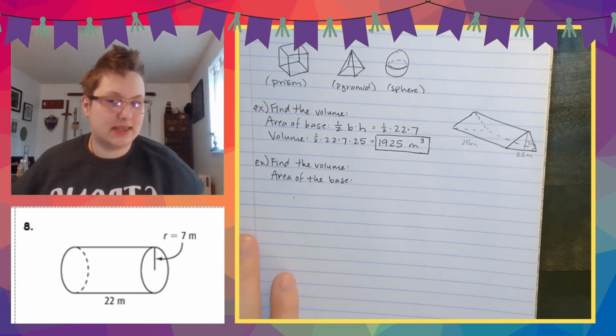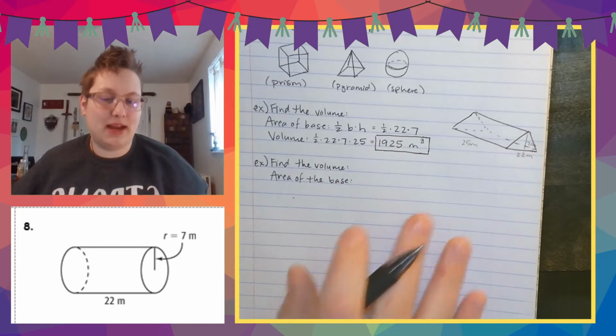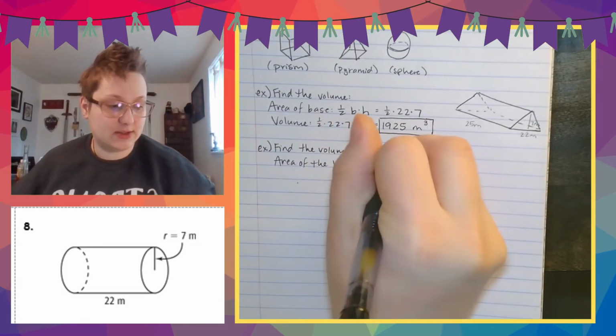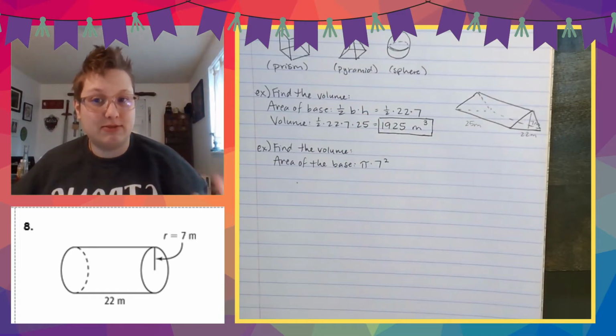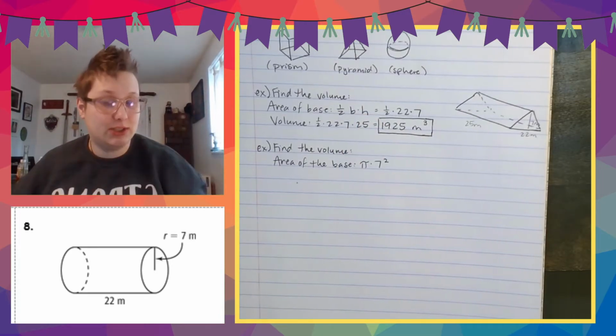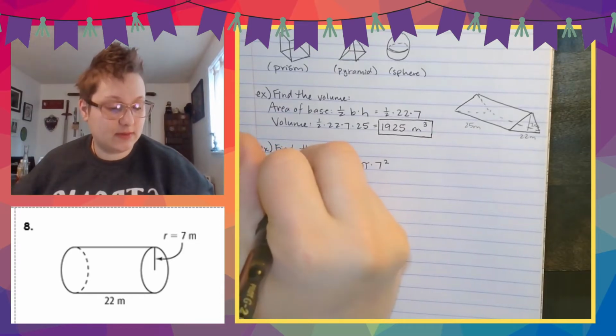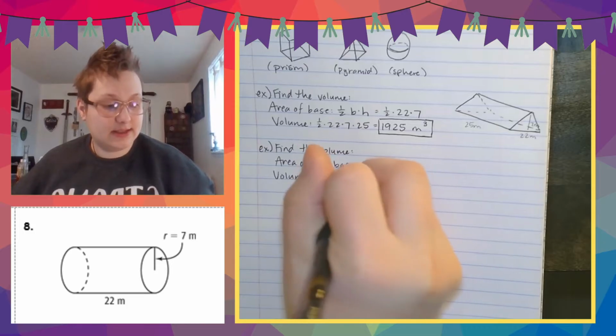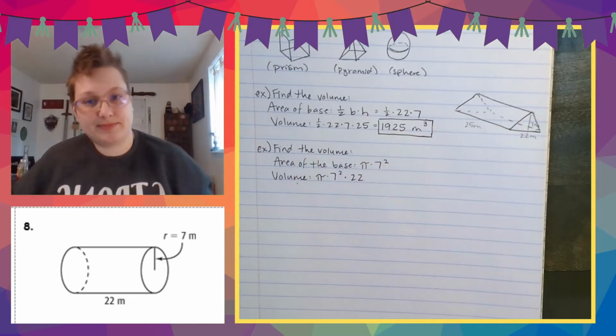Now you'll remember from 6a, the area of the base is pi r squared. So we're going to do pi times the radius squared. And then for volume, we're going to multiply that by 22. So volume is the area of the base, pi times 7 squared, times the height, which is 22.